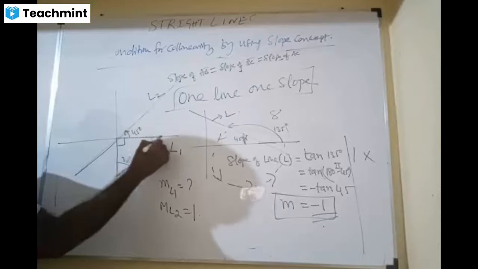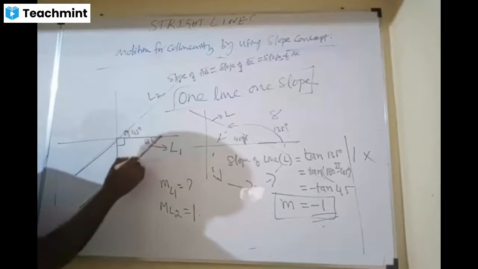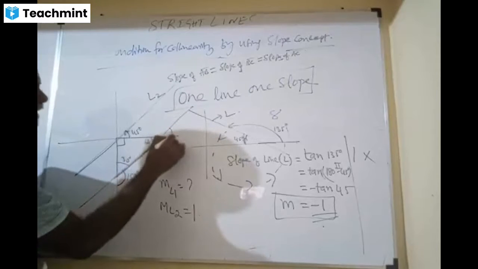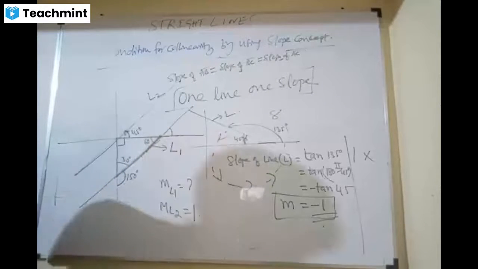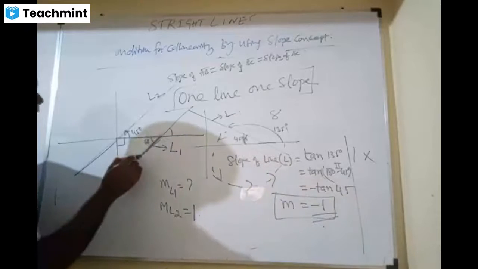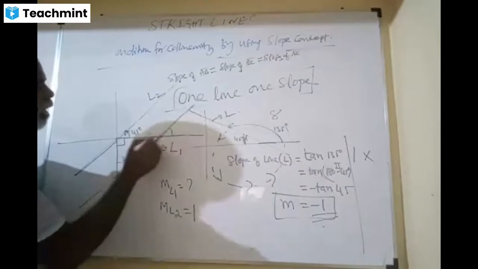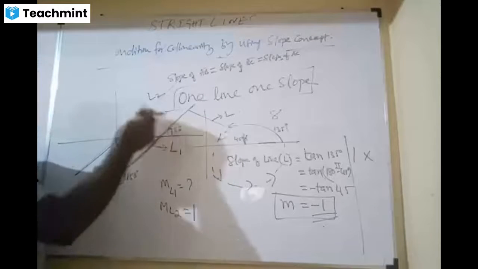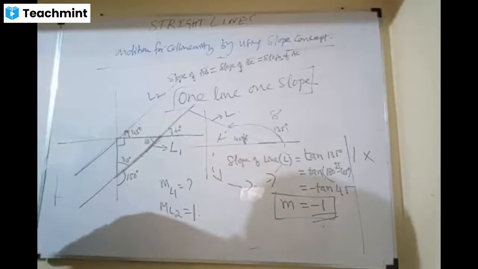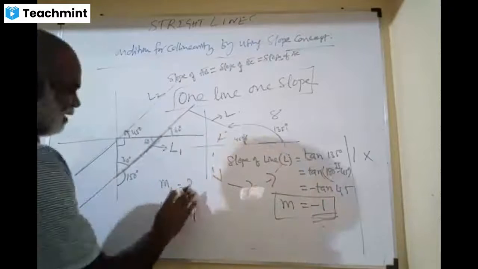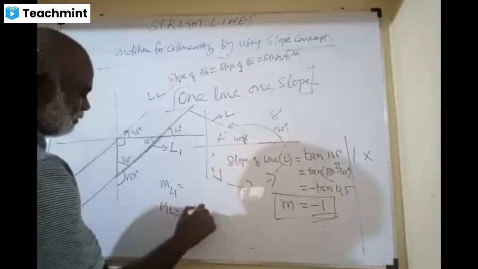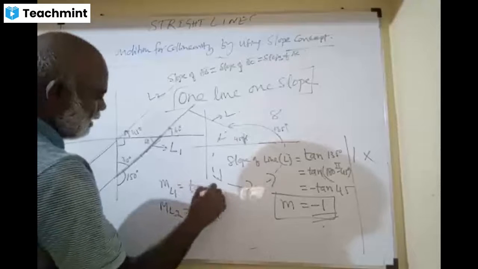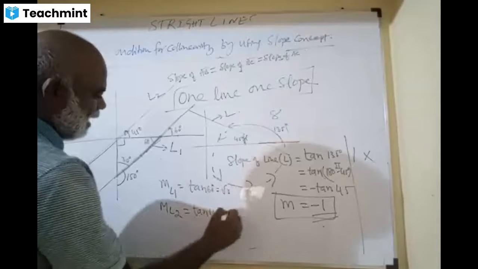60, sir. 60. Then you extend this line. Now, what is this angle? 60, sir. 60, vertically opposite angles, from the x-axis in the positive direction. This is tan 60. This is tan 45. This is tan 60. So this is √3 and this is 1 here.